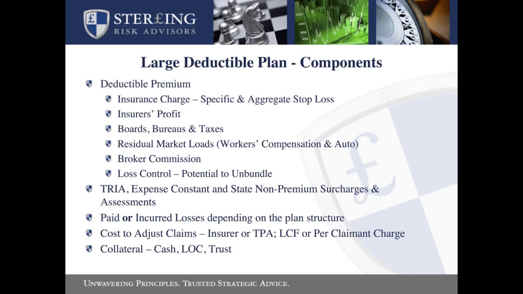And there'll be a cost to adjust the claims. Either the insurance company will adjust them, or some companies will allow you to hire a third-party administrator, where you have a lot more control. And the cost of claims can either be a factor of the amount of the loss or a per claimant charge. And then included in a large deductible, there's always collateral that's required because the insurance company wants to make sure that you can reimburse them for the amount of the losses that they have paid. And generally that's cash, a letter of credit, or a trust. And that's the price of your third party, since you've got full coverage, even though you've got a large deductible.